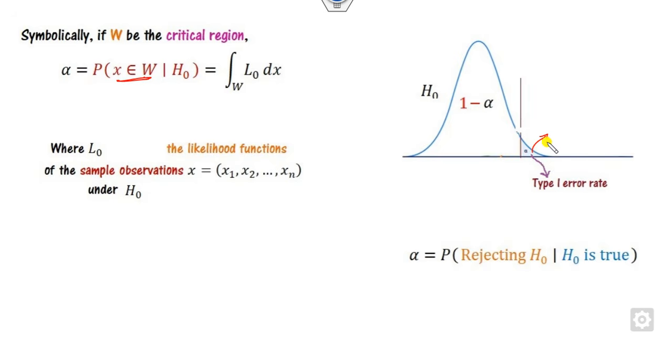How can you find this area? That is nothing but the integration of f(x) dx over W, where f(x) is the PDF of the distribution, which I call L0. L0 is the likelihood function when you have more than one sample.